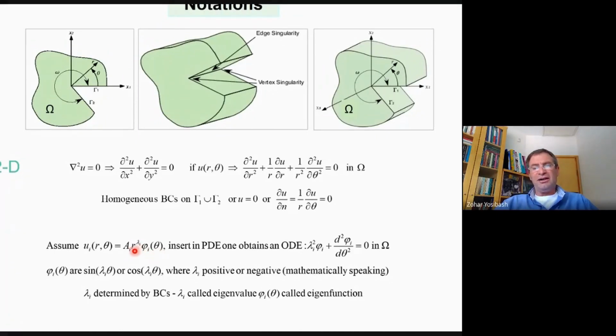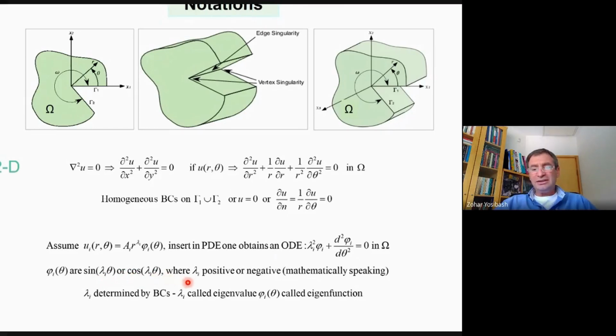So we can do a separation of variables. And then if we plug that in the equation here, we get simply an ordinary differential equation because r will drop out. And we can solve this differential equation. You can see it's a differential equation only in phi of theta, and we can compute that. It's a very simple solution. So we get that these phis are either sine lambda i of theta or cosine lambda i of theta.